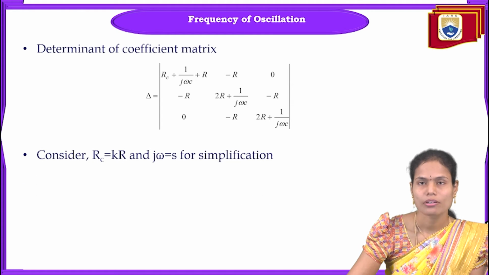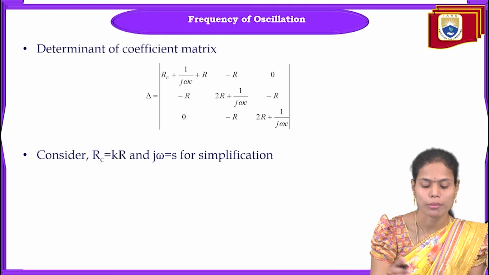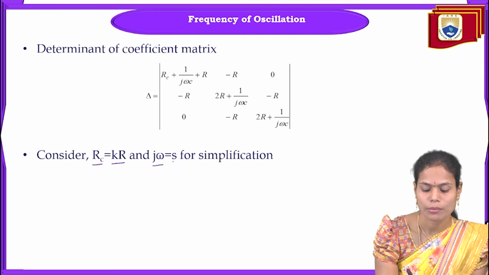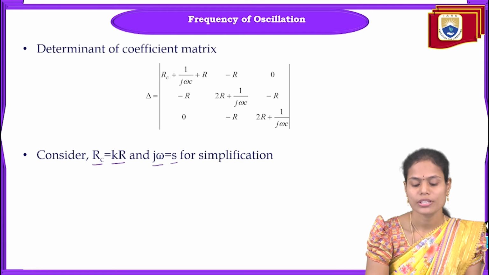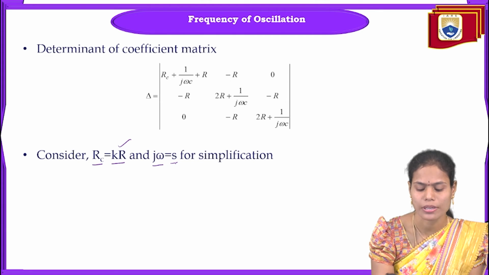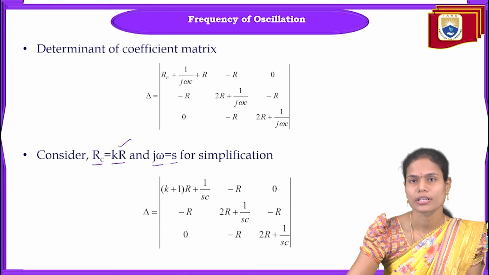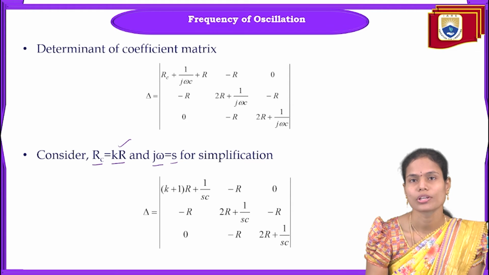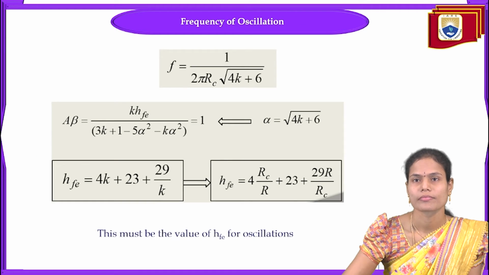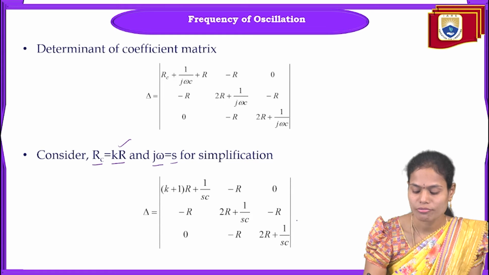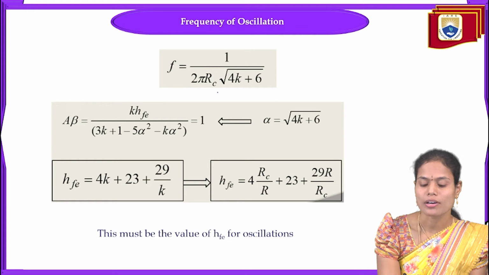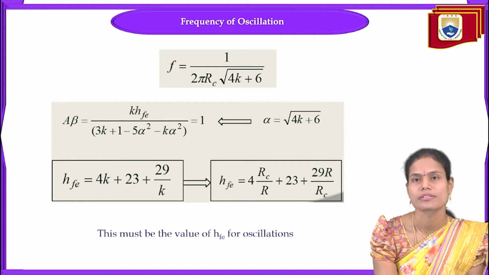To find the determinant of that coefficient matrix, for simplicity, I am assuming the value of Rc equal to kR, and the value of j omega I am replacing with s. So wherever the Rc is there, I am replacing with kR, and wherever the j omega is there, I am replacing with s. After replacing that, we will get this particular matrix, the determinant of the coefficient matrix. After finding the determinant of this matrix, we will get the frequency as 1 by 2 pi RC under root of 4k plus 6.